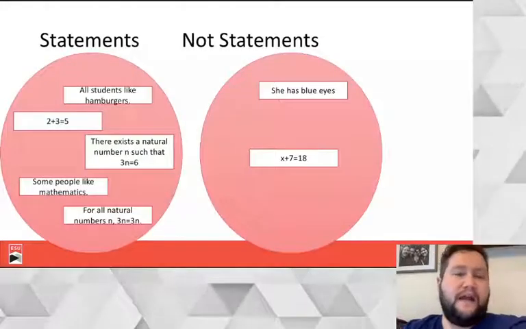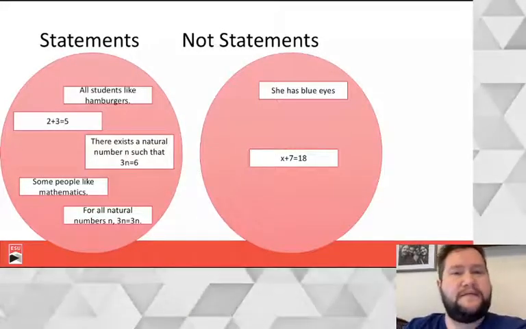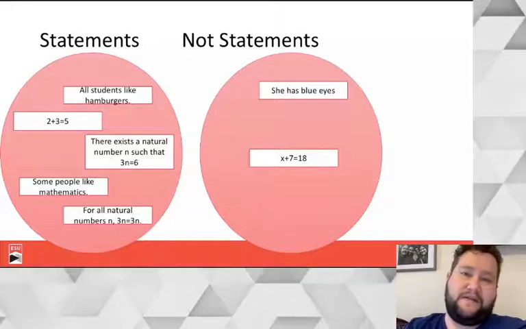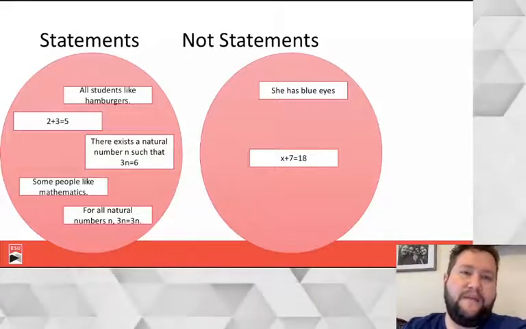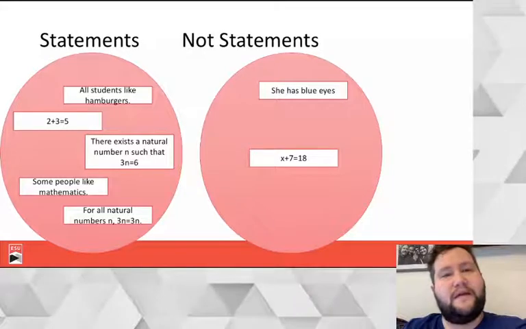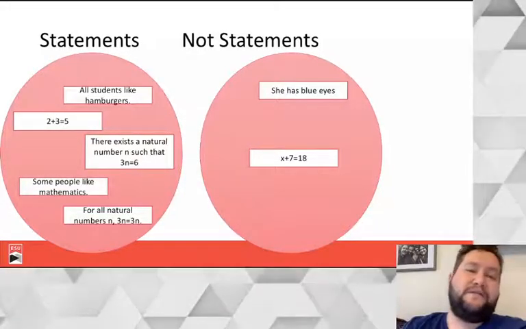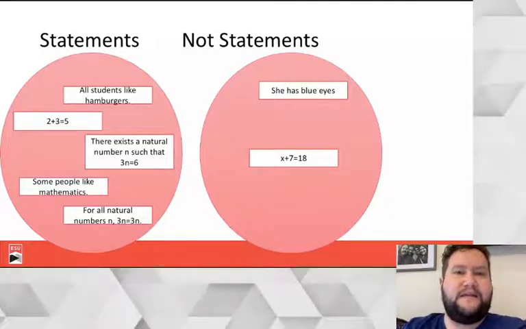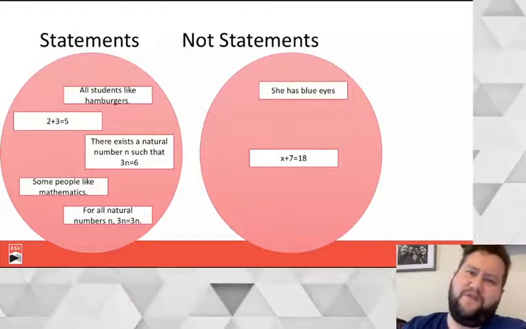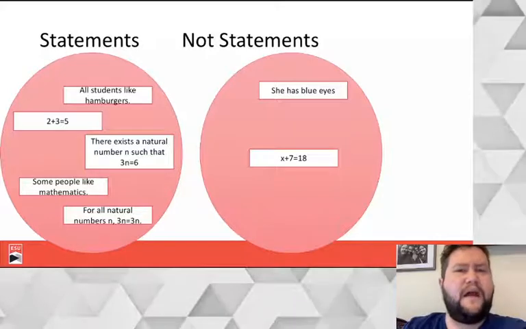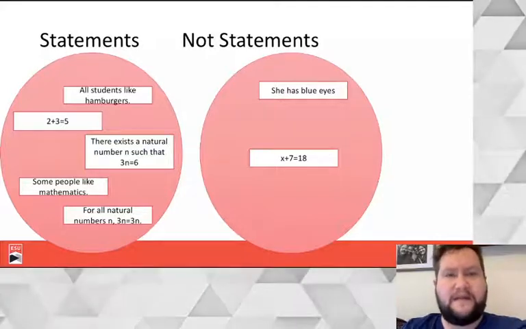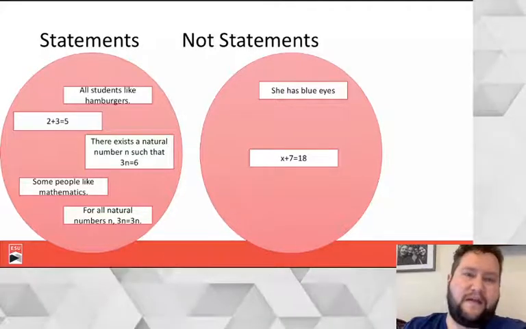So on this slide, I have two bins. I have statements on the left and not statements on the right. And so I invite you to maybe take a minute and look and see what do you think is, or what is common to those things that ended up in statements? And can you find anything that's common to the things that aren't statements? So maybe pause the video now and think about that for a minute.